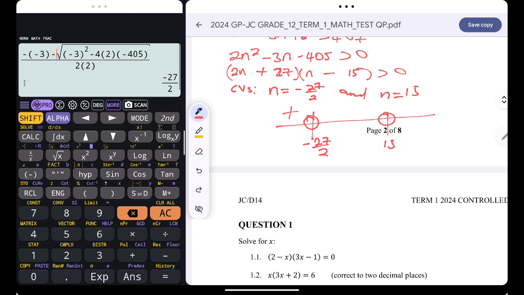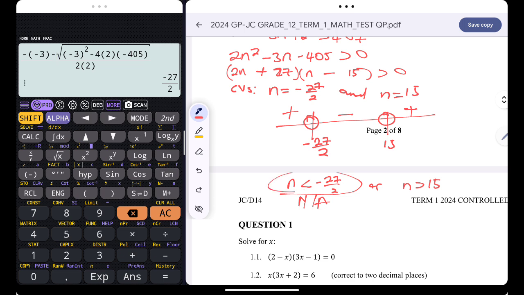I know that once I jump the critical value, the sign will always change. Since I have a plus, after jumping the critical value, I'll have a minus, and I'll also have a plus as well, right? So I'm looking for the values of n that will give me something which is greater than 0. Greater than 0 simply means positive. Where do I see positive in my number line? When n is less than negative 27 over 2, or when n is greater than 15. Are you together? This one is not applicable.